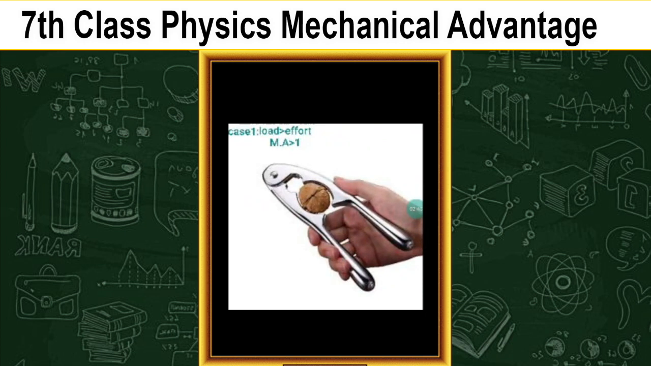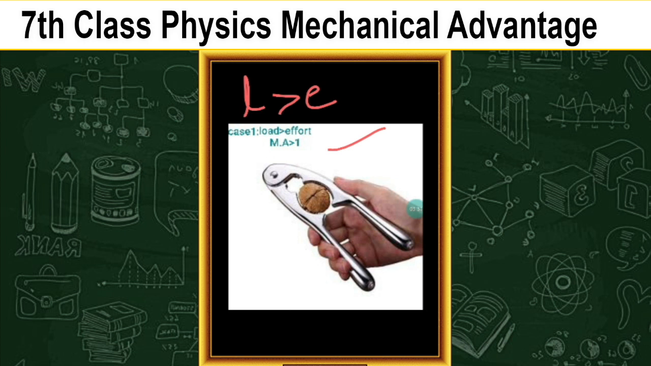This nutcracker is the best example for case 1. By using this nutcracker, we can easily break nuts, but it is difficult to do by hand, because here we are using smaller effort and overcoming a larger load. We are applying less effort but overcoming a larger load, which means load is greater than effort.